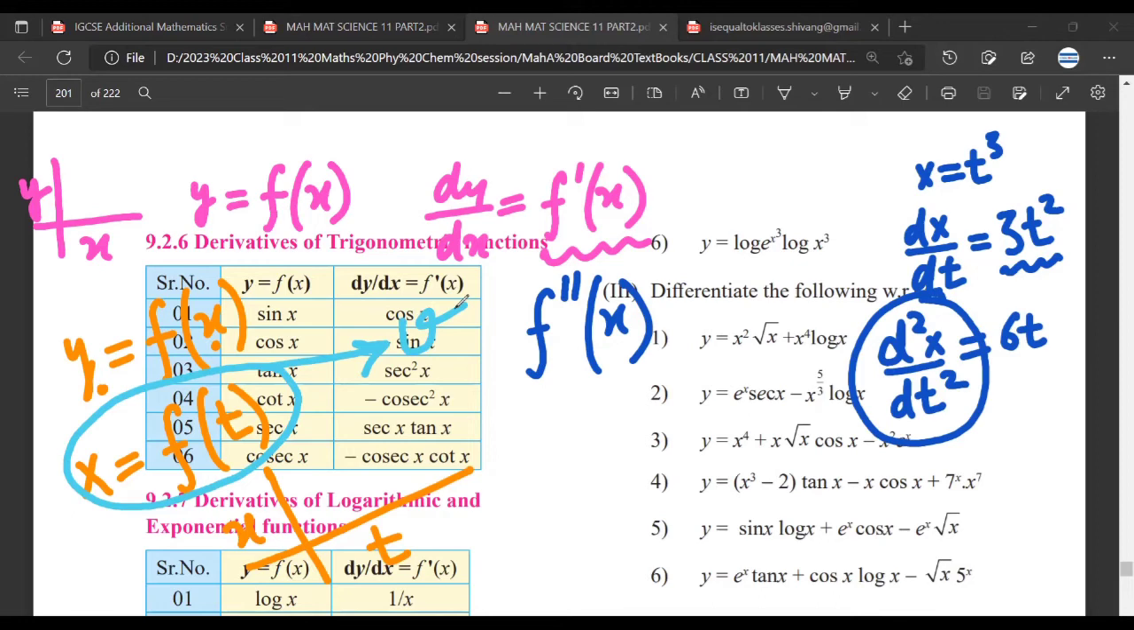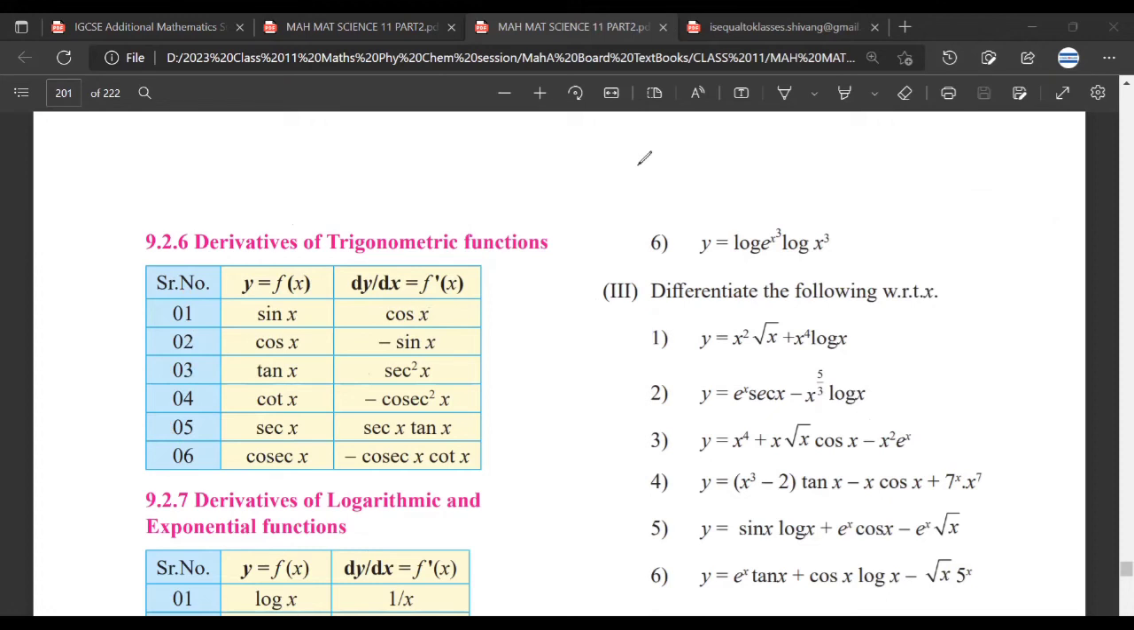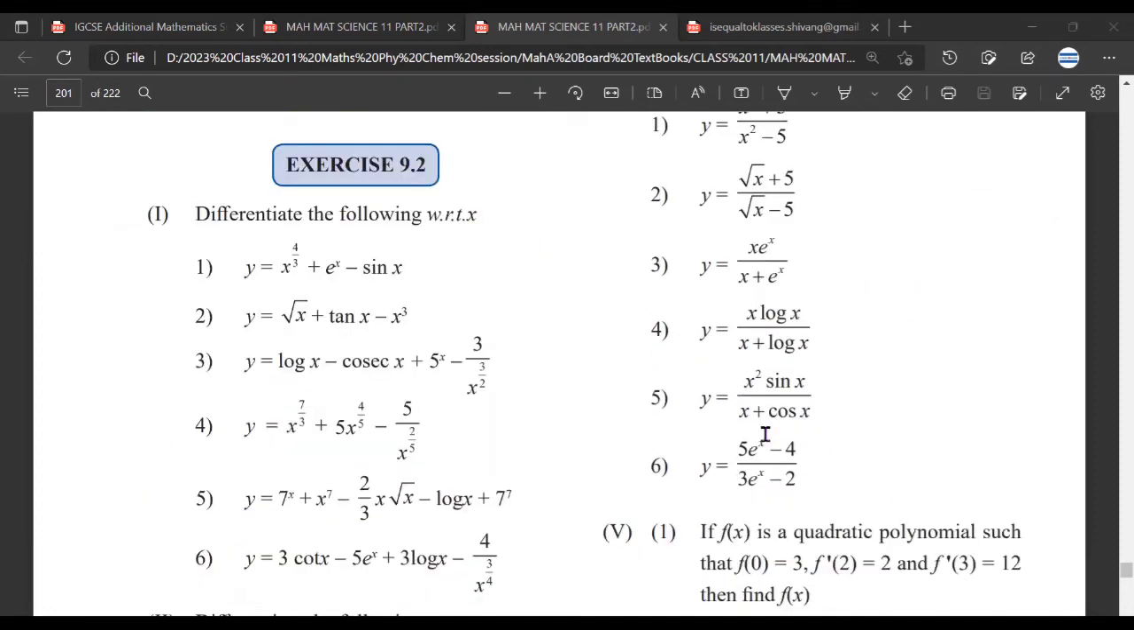So the first rule that we have learnt is that to find the addition or subtraction of functions, all that we need to do is just find the differentials and add or subtract the respective differentials. So question 1, question number 2, question number 3, question number 4, question number 5, question number 6 are just addition and subtraction of differentials.